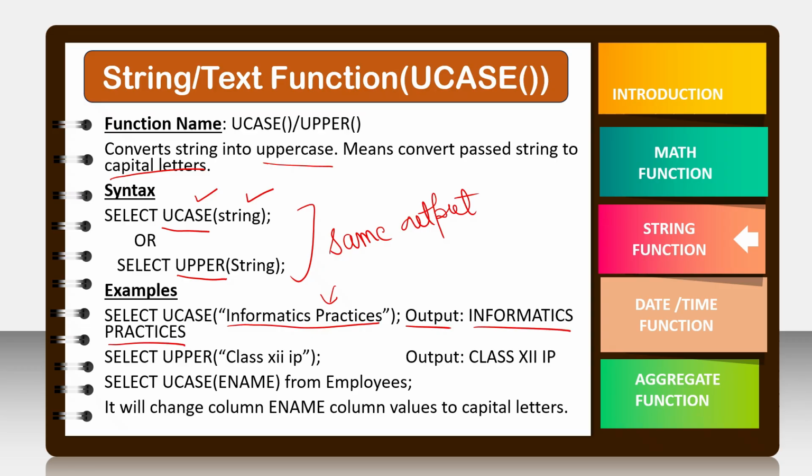Same way, if we are writing select upper class 12th IP. Now here these values we are writing in quotation marks. That means these are the fixed values that we are giving. So the output of this is class 12th IP in capital letters.